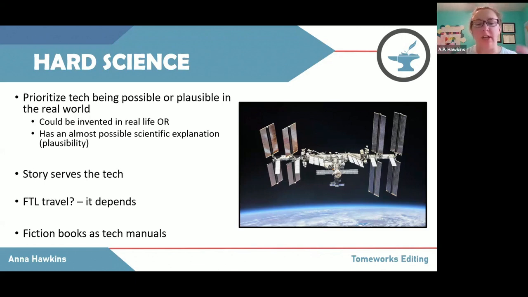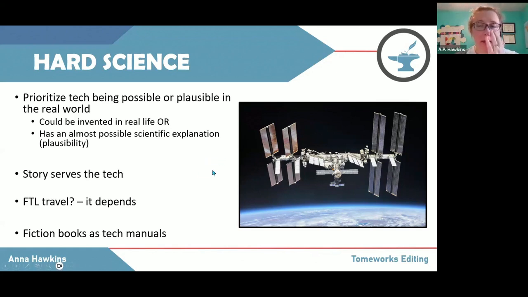And so when you're ignoring time, if you have an FTL drive that allows you to ignore time dilation, then that's not going to be hard science fiction. But there are some ideas out there about FTL drives that do have to deal with time dilation, and works that include those are sometimes lumped into hard science fiction.